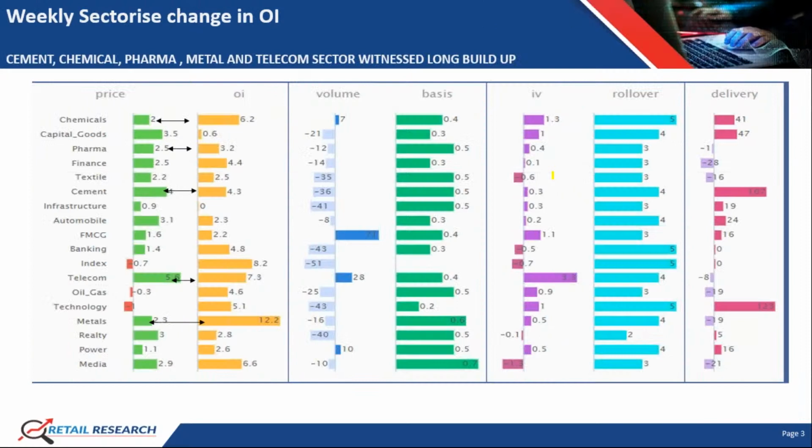Now coming to sectors. As our view is bullish, there are a few sectors we are bullish on. That's what the derivative data is suggesting. Among the sectors, you can see cement, chemical, pharma, telecom, and metals. These are the 5 sectors where we have seen long build-up. So you should focus on these sectors for creating long positions.